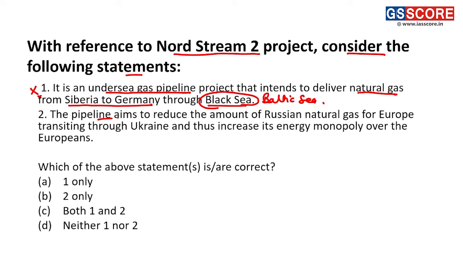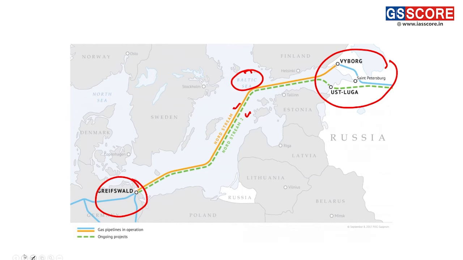Statement 2: the pipeline aims to reduce the amount of Russian natural gas for Europe transiting through Ukraine and thus increase its energy monopoly over the Europeans. If we talk about the Nord Stream 2 pipeline, here something is different. So this is Nord Stream 1 and this is Nord Stream 2.